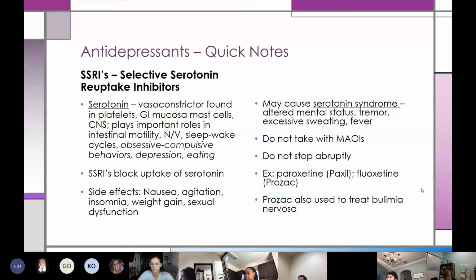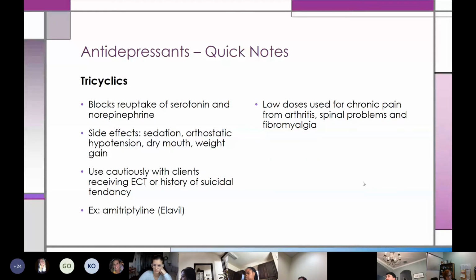Here's your MAOIs again. There are some serious side effects, and I've listed a bunch over there for you to review. When a patient is on one of these, you know not to use any types of foods that contain tyramine, and I've listed those there for you. Also, a very important concept to remember, tyramine. And the different types of foods.